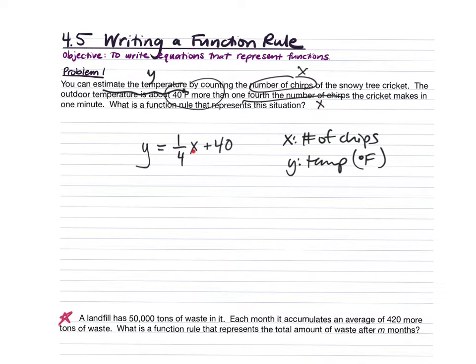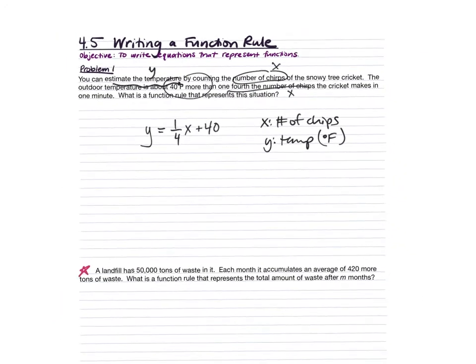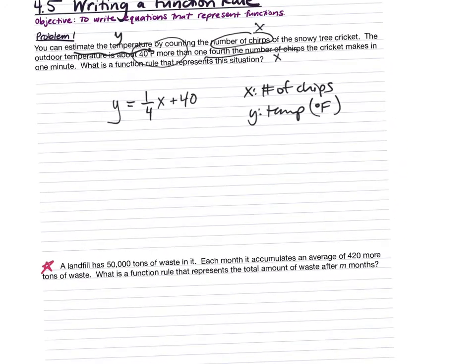1/4 the number of chirps. 40 more than, we can add 40. 1/4 the number of chirps is the temperature. So there's our function rule. Okay, not too bad, just takes a lot of practice. So why don't you guys practice with this next one?